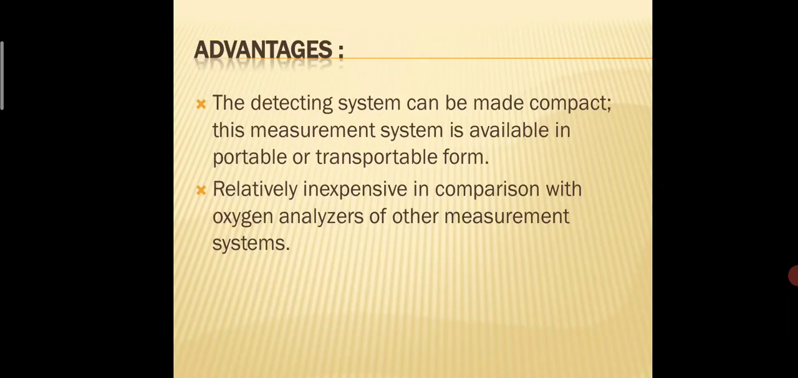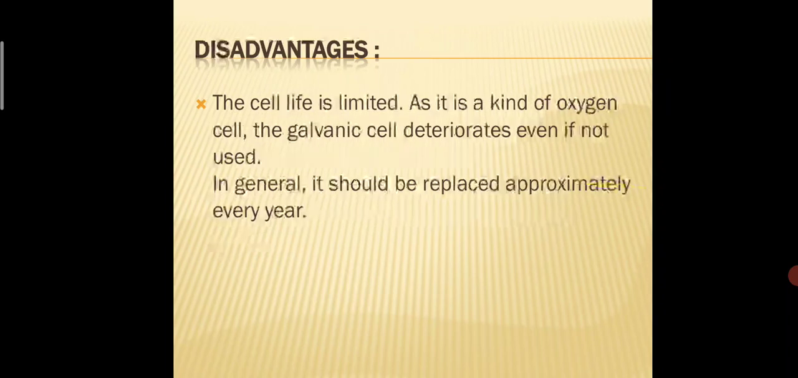Next, the advantages. The detecting system can be made compact. This measurement system is available in portable or transferable form. It is relatively inexpensive in comparison with oxygen analyzers of other measurement systems. Next, disadvantages. The cell life is limited as it is a kind of oxygen cell. The galvanic cell deteriorates even if not used. In general, it should be replaced approximately every year. These are the disadvantages of this method.